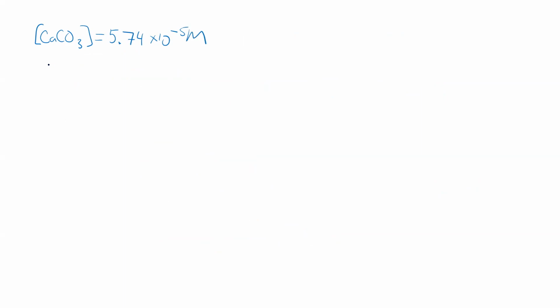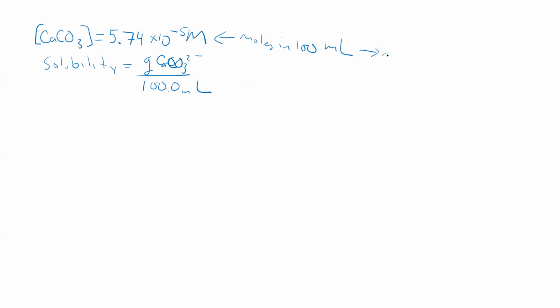And so from that, we can figure out the solubility by saying, well, solubility will be grams of calcium carbonate per 100 milliliters. So in other words, I've got to do two things. One thing I have to do is figure out how many moles there are going to be in 100 milliliters, and then once I have the moles per 100 milliliters, I can convert that to grams. Okay, and so it's pretty simple.